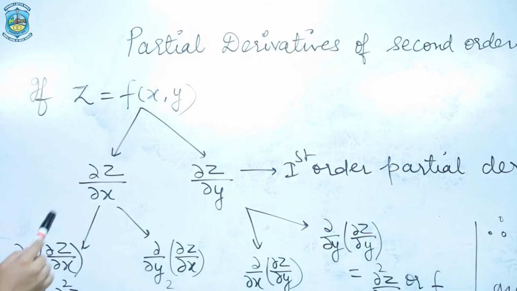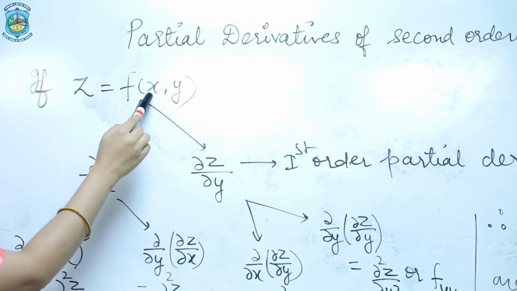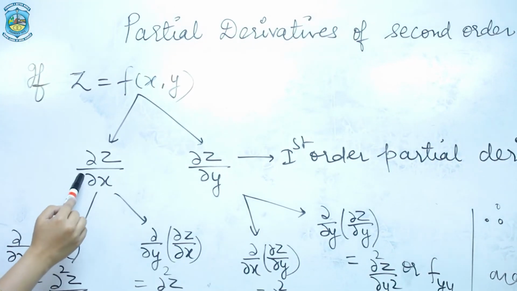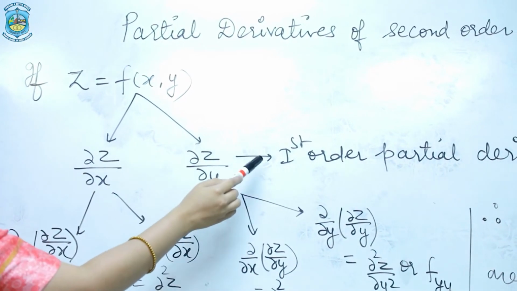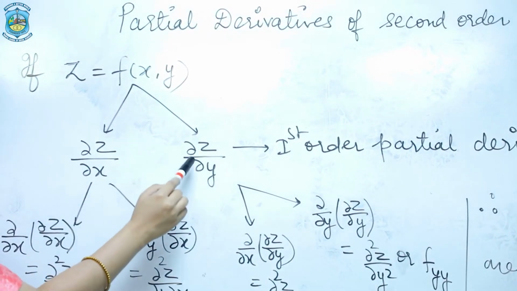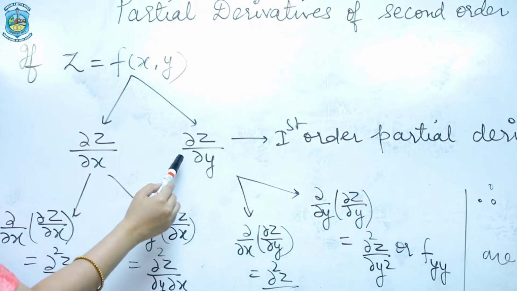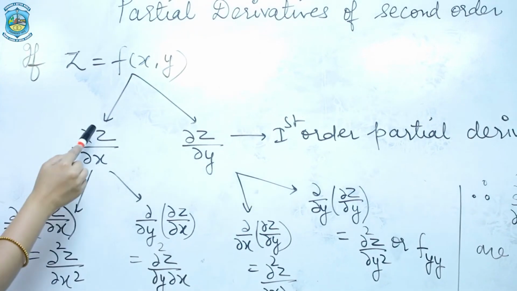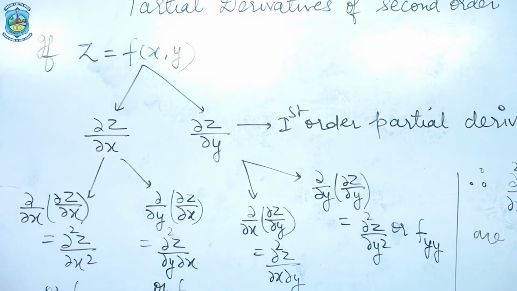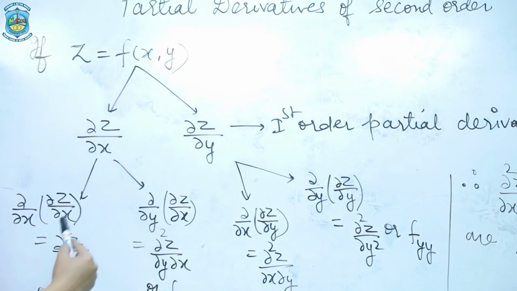So, the next topic is partial derivatives of second order. If z is a function of two independent variables x and y, then ∂z/∂x and ∂z/∂y are first order partial derivatives. Now, these derivatives are functions of x and y. Hence, these functions themselves have partial derivatives. So, differentiating ∂z/∂x with respect to x and with respect to y. Now, why are we differentiating ∂z/∂x with respect to x and with respect to y?